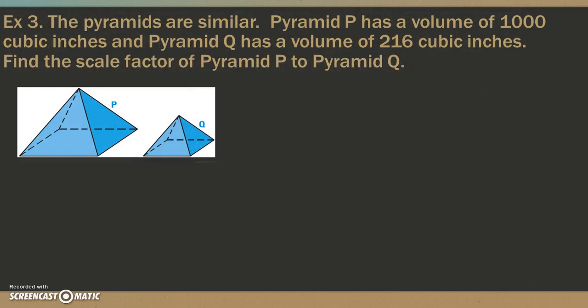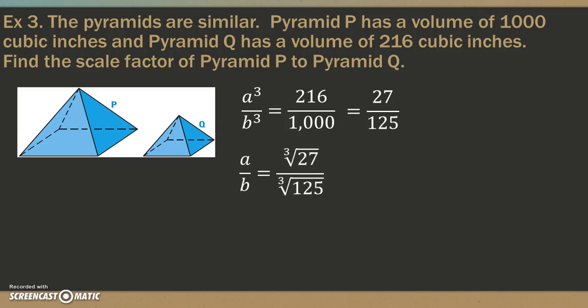The pyramids are similar. Pyramid P has a volume of 1,000. Pyramid Q has a volume of 216. Find the scale factor of pyramid P to pyramid Q. So we're going to do 1,000 over 216. And because it's a cubed, b cubed, we're going to take the cube root. Oh, that simplifies down to 125 over 27. Then we take the cube root, and we get 5 over 3.